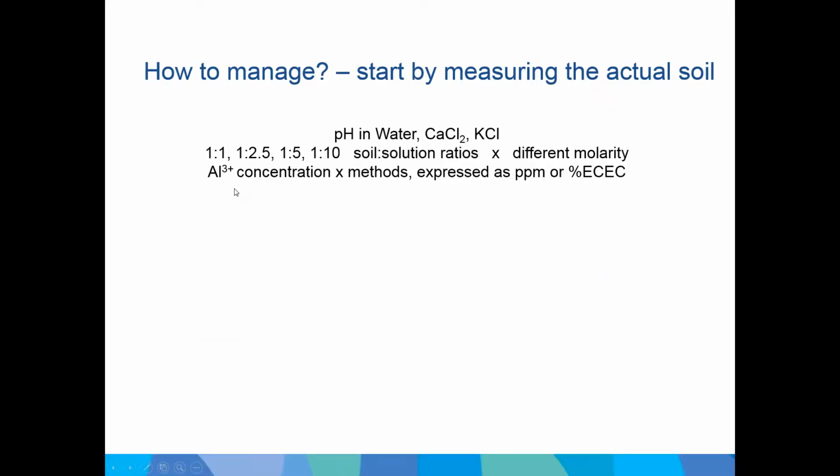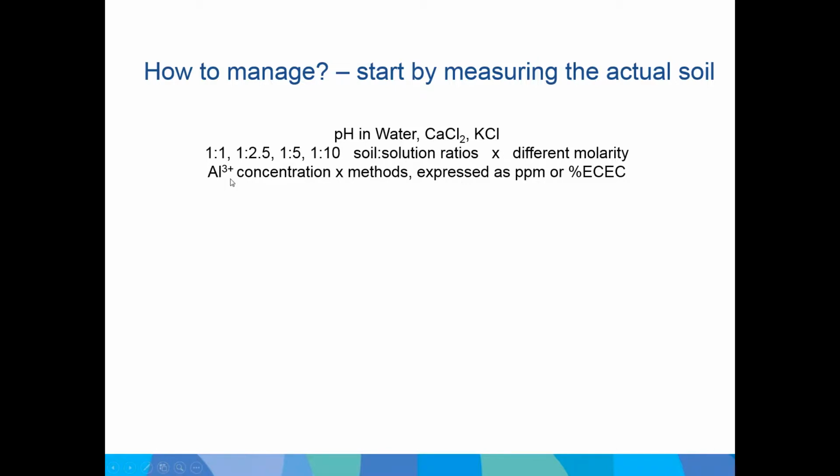Right, so the thing that we're measuring is variable, and then, because life's never easy, what we measure is different. The actual measurements that we take can be different. So you can measure pH in water or calcium chloride or potassium chloride. You can measure it at different soil to solution ratios, and these extractants can have different concentrations as well. And all of those things will change the number that you get from that sample.